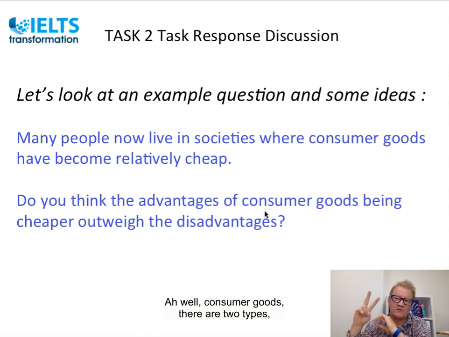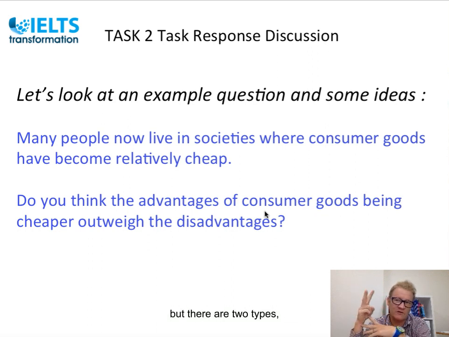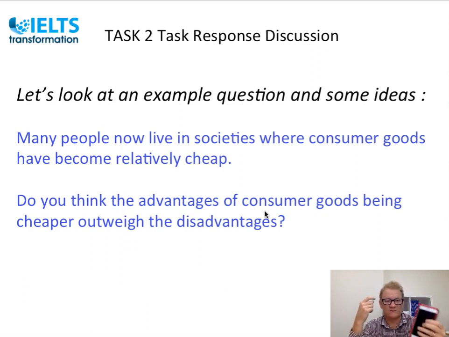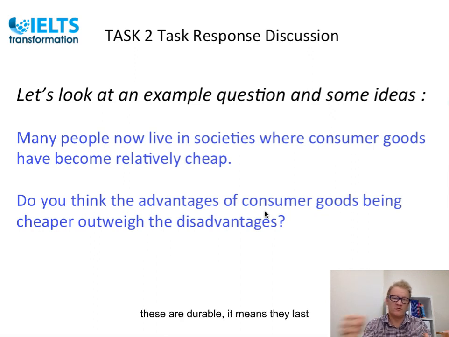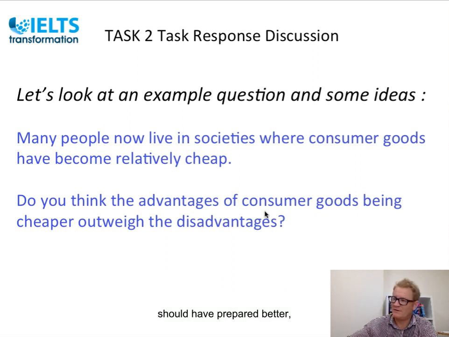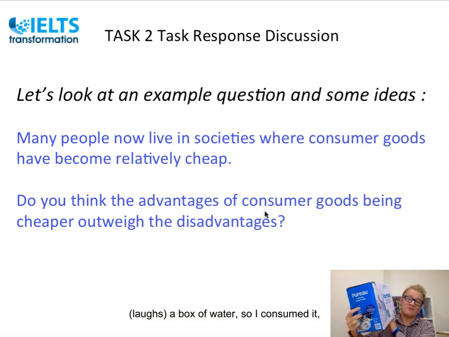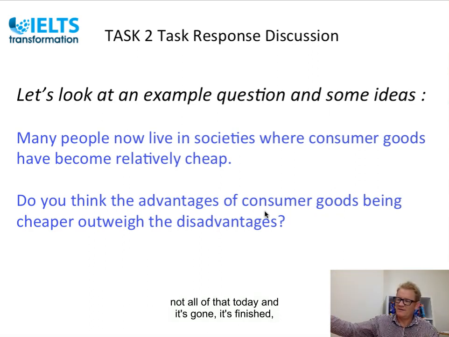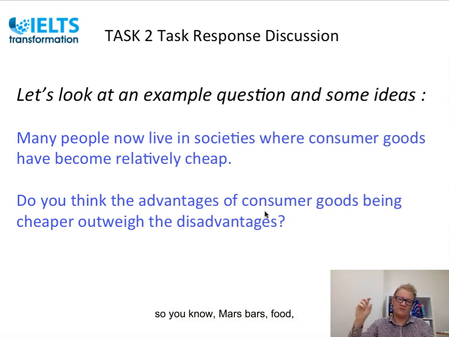Well, consumer goods, there are 2 types. Again, I've said it before, I tend to think too much about this, but there are 2 types. There's durable goods, which are things like this, the phone, USB. These are durable, it means they last for a long time, or they should. And then there's non-durable goods. For example, I should have prepared better. A box of water, so I consumed it, not all of that today. And it's gone, it's finished. So, Mars bars, food, things that we consume and are finished. So durable and non-durable.